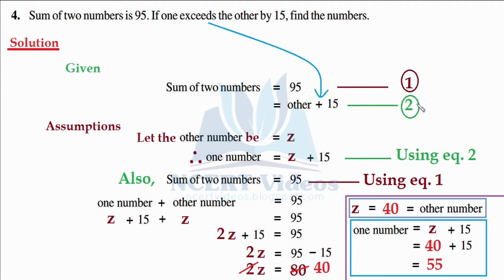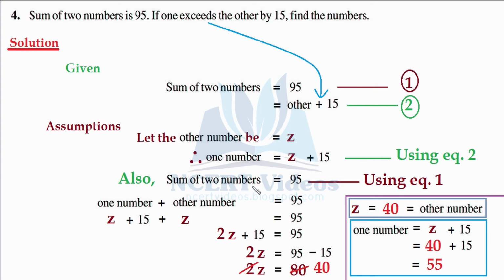We just used equation number 2 and we wrote the reason, that is, using equation 2. This is the short form of writing equation, that is EQ followed by a dot. With this, a new concept is being told to you, that it is a good practice to write reasons why you are writing something whenever you are solving. Again, also, sum of two numbers is 95, using equation number 1.